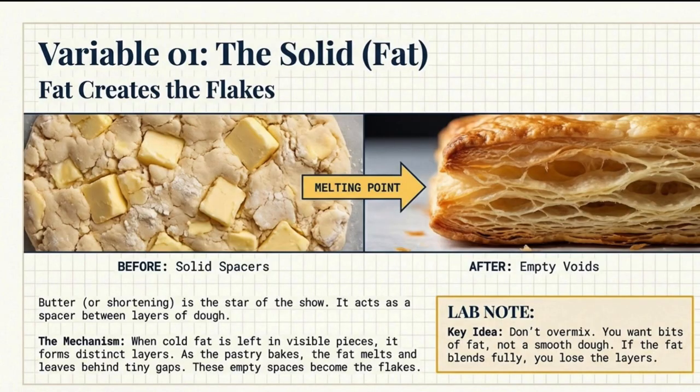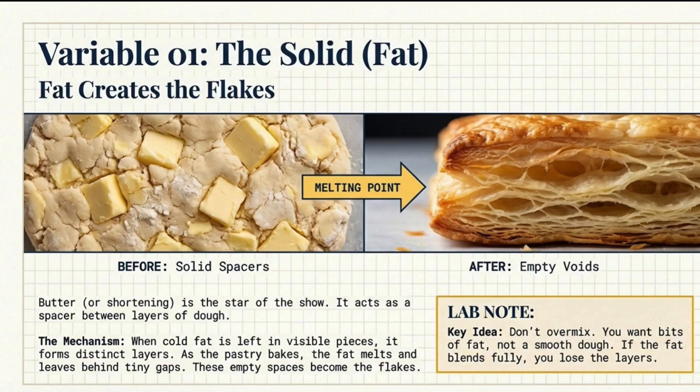Variable one, the solid: fat. Fat creates the flakes. Before, solid spacers. After, empty voids. Butter or shortening is the star of the show. It acts as a spacer between layers of dough.